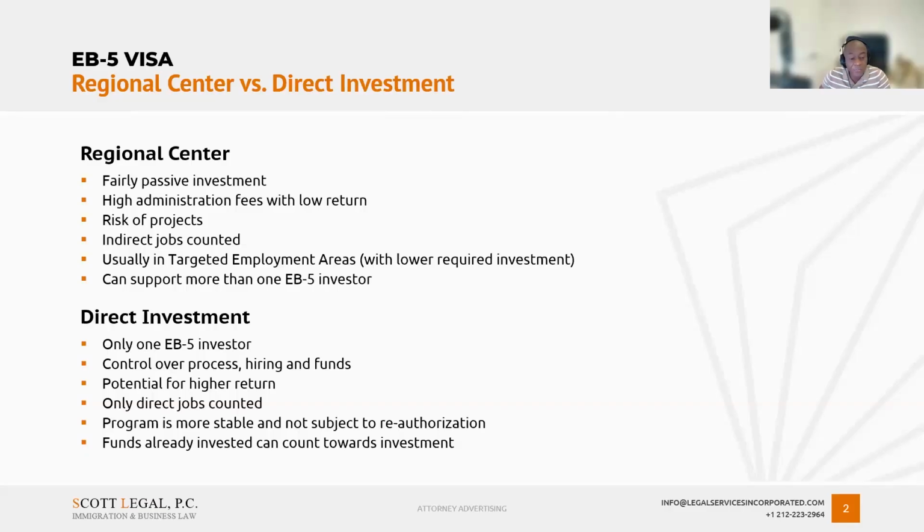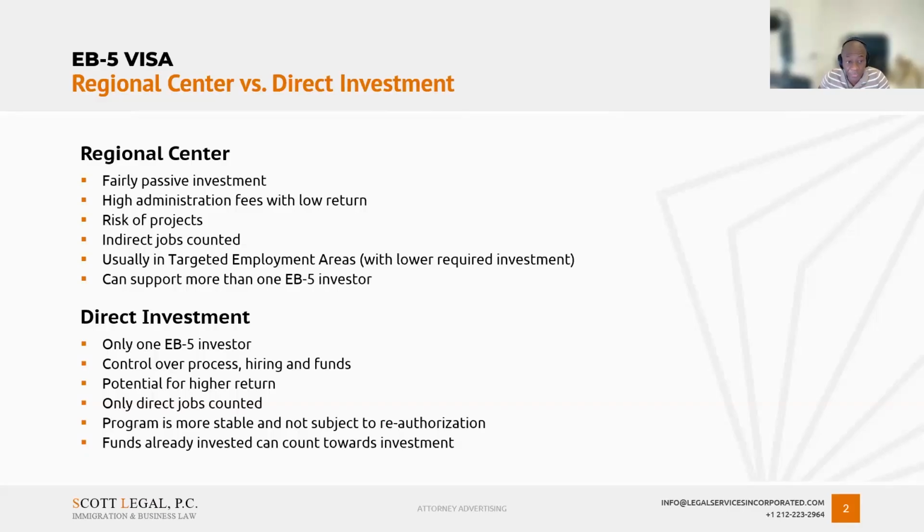So the profile of this type of person really is they probably want higher returns. Keep in mind that for both the regional center and the direct investment, you can't guarantee any returns. So the documentation can't say, oh, this person's going to get 2% or 3% or 4% a year. Can't say anything like that.